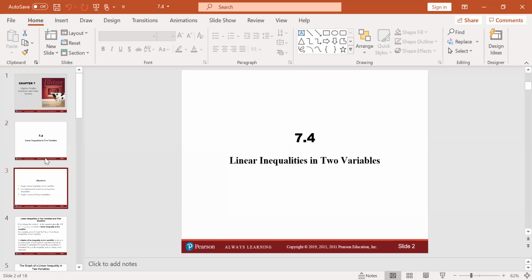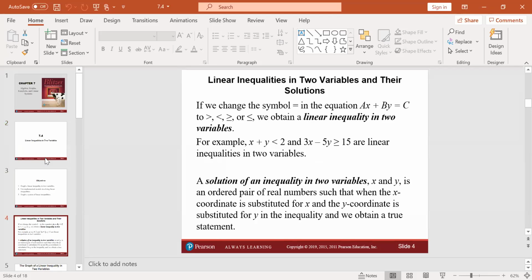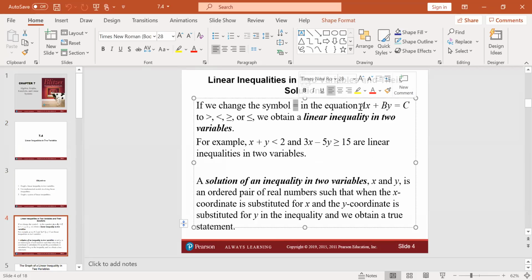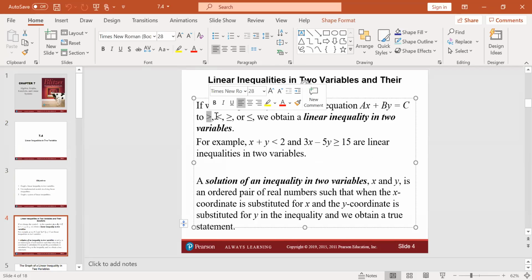But that was just a little preview. And oh boy, we got a nice wall of text here. Let's do the wall of text. If we change the equals symbol in the equation ax plus by equals c, and instead of using an equal sign, we use a greater than sign, maybe we use a less than sign, or perhaps a greater than or equal to sign, or a less than or equal to sign, we obtain what is called a linear inequality in two variables.